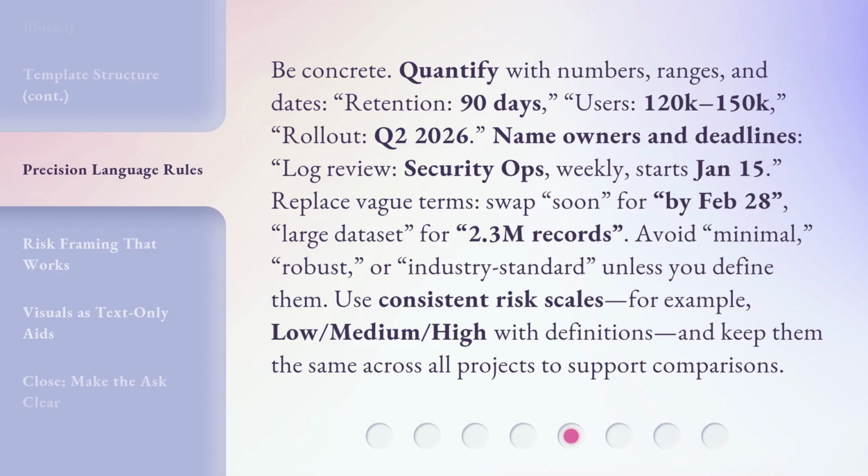Large dataset for 2.3 M records. Avoid minimal, robust, or industry standard unless you define them. Use consistent risk scales, for example, low, medium, high with definitions, and keep them the same across all projects to support comparisons.